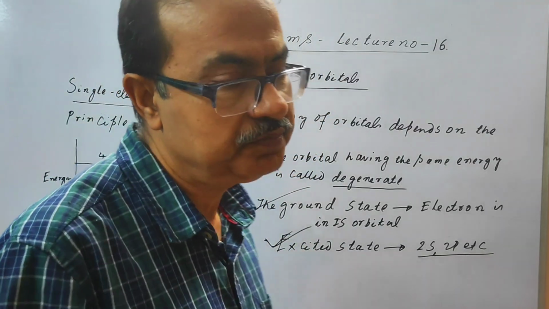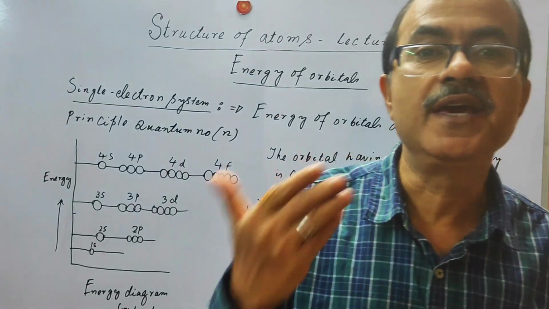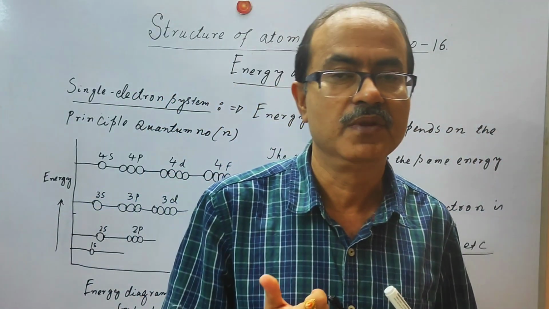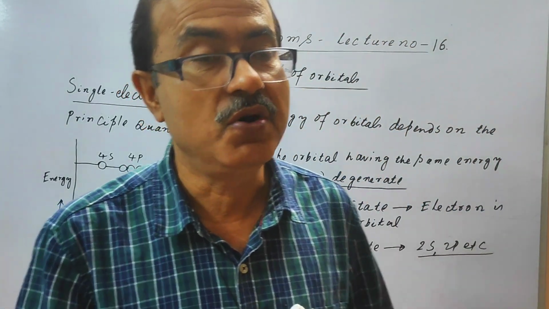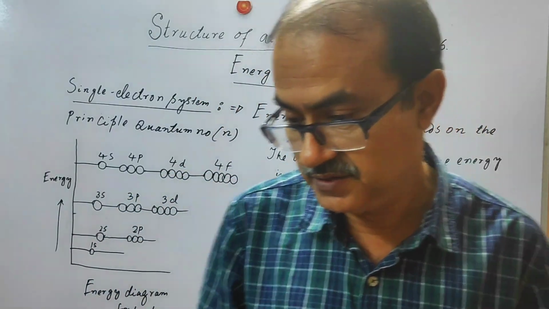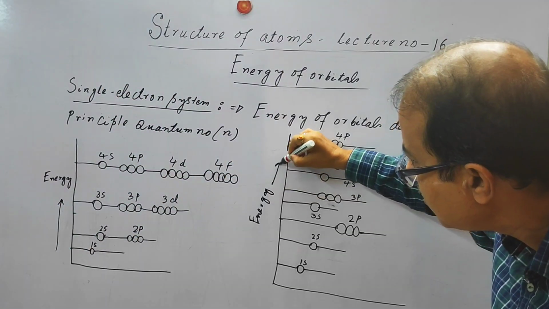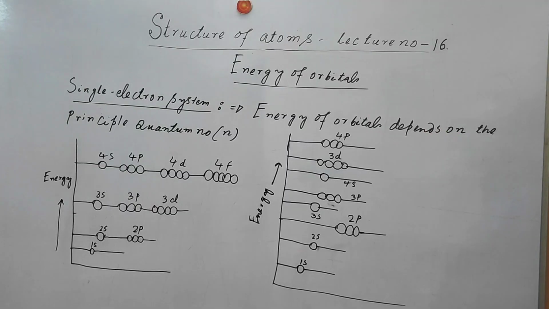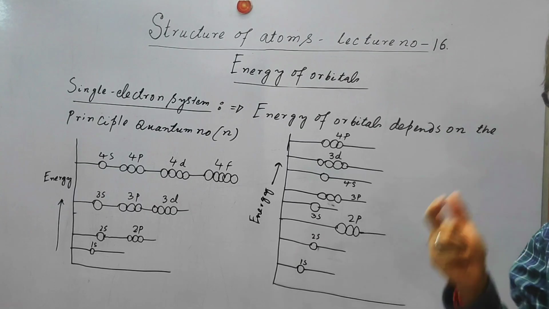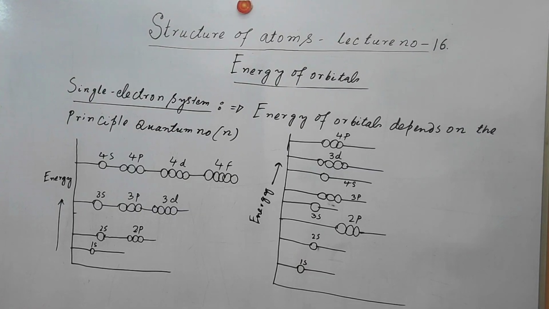Now we will understand the trend in the case of the multi-electron system. What is the energy of the orbitals, that we will now understand. In the multi-electron system, the energy of the orbital not only depends on the principal quantum number but also depends on the azimuthal quantum number, that you can easily understand from this energy diagram.